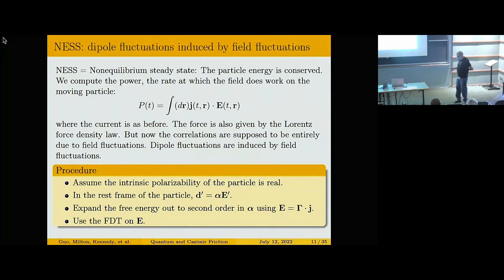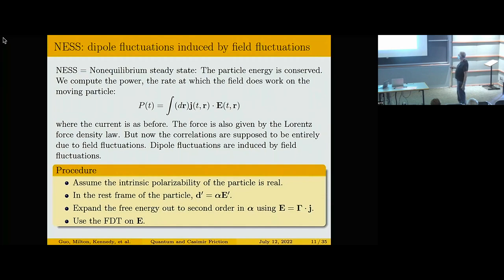And that will guarantee that the particle conserves energy, doesn't absorb net energy. So we calculate the power just from the usual electromagnetic formula. The force is given by the usual Lorentz force law. But now we say the correlations are entirely because of field fluctuations.